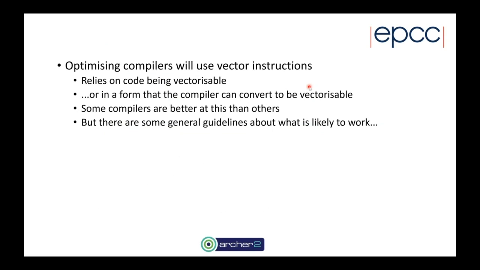So the compilers that we have nowadays are generally quite good at generating vector instructions, as long as your code is easily amenable to that vectorization. It didn't always used to be true. If you went back 5-10 years, then some compilers were much better than others at generating vector instructions. But in general, they're all doing quite a good job these days.